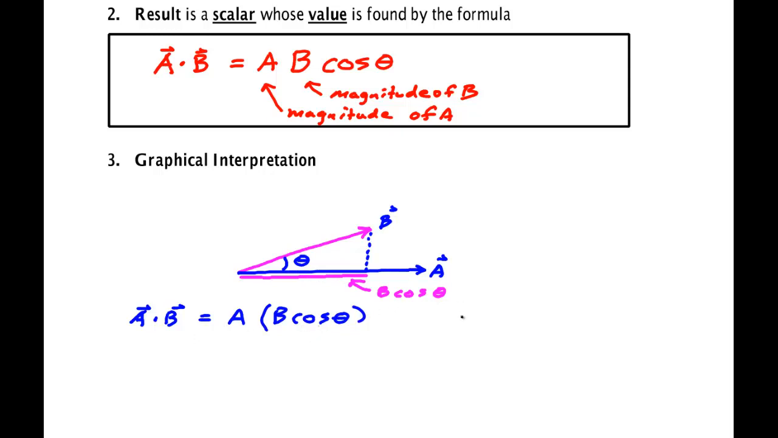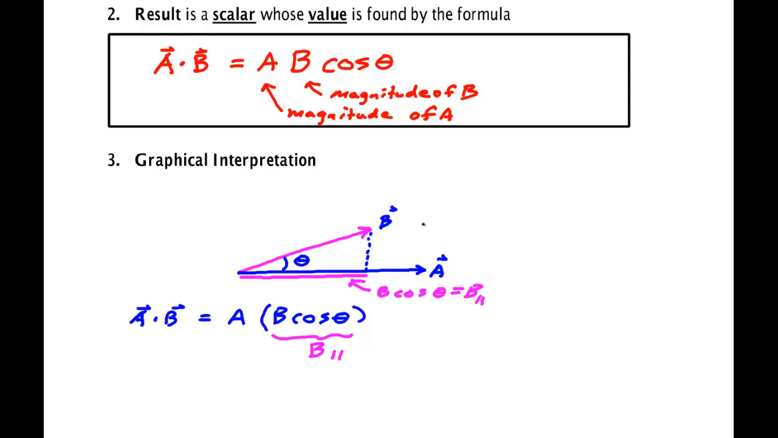I'm going to give that symbol a name. I'm going to call that B parallel. And by parallel, I mean parallel to A. So this is B parallel. That's one way to interpret this. Let me show you an alternative way to interpret this.